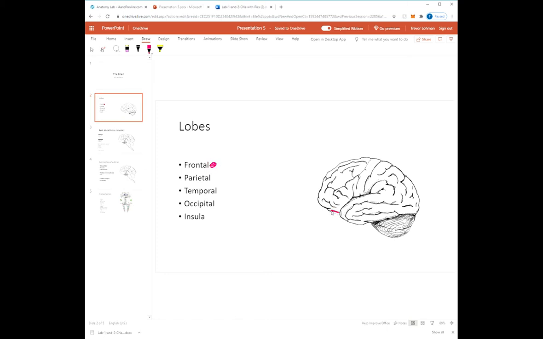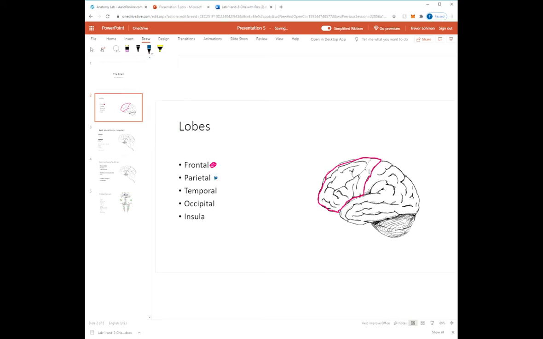We'll label the frontal lobe in this pinkish reddish color. It's a pretty large lobe. It goes all the way to the central sulcus, which is this line here, and then all the way down to the lateral fissure. There it is, frontal lobe.